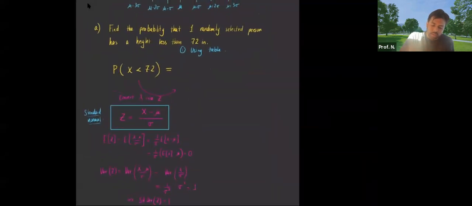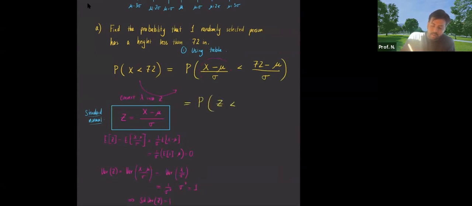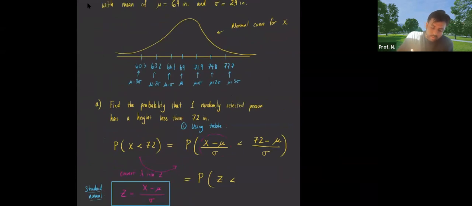So the idea is that once I'm able to do that, I can write it this way. I can write X, I can subtract mu, but of course, whatever I do on one side of the inequality, I do to the other. I do 72 minus mu, divided by sigma. Now this here becomes Z. I'm just reformulating the problem. So the problem is that my random variable is less than 72, and I want to find a probability for that. I want to find the area underneath the curve to the left of 72.